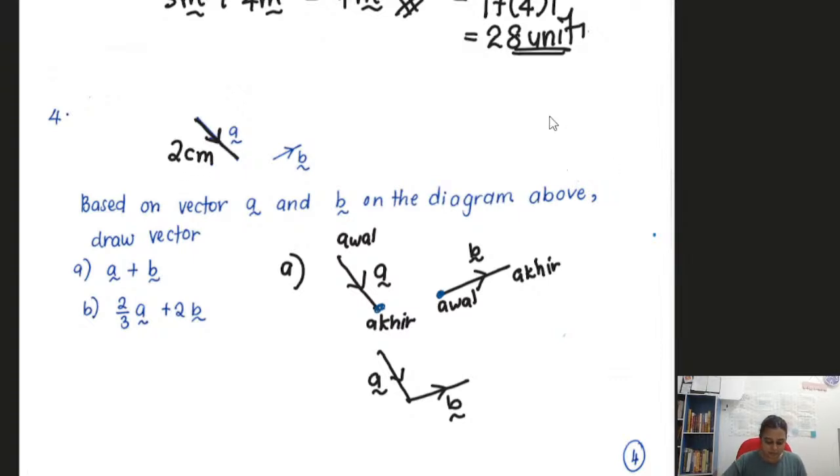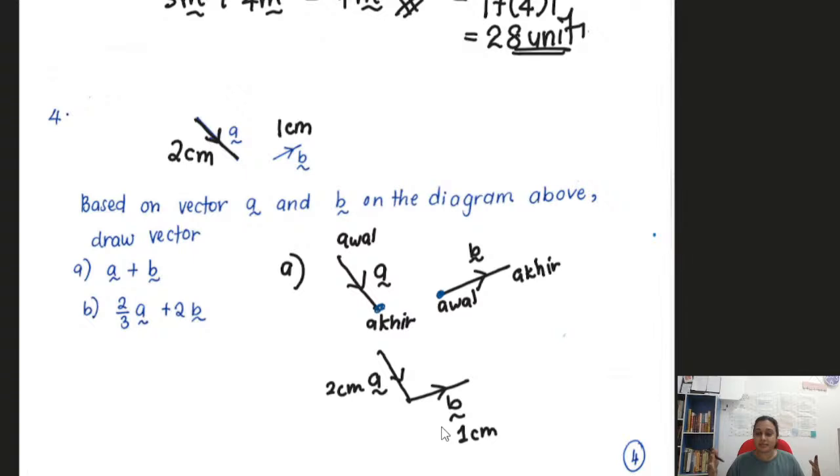Alright, and then measure ukur juga yang B tu. B tu 1 cm, betul tak? Okay, so sini 1 cm. Now when you draw, you must draw 2 cm for this one. Lepas tu yang B pun lukis 1 cm.